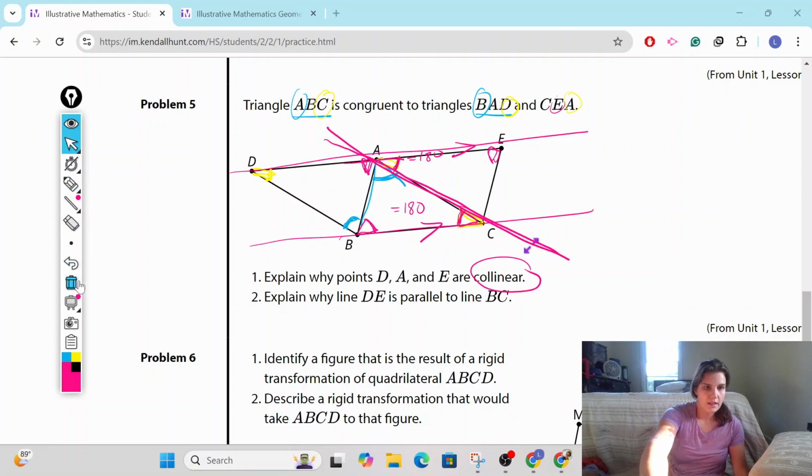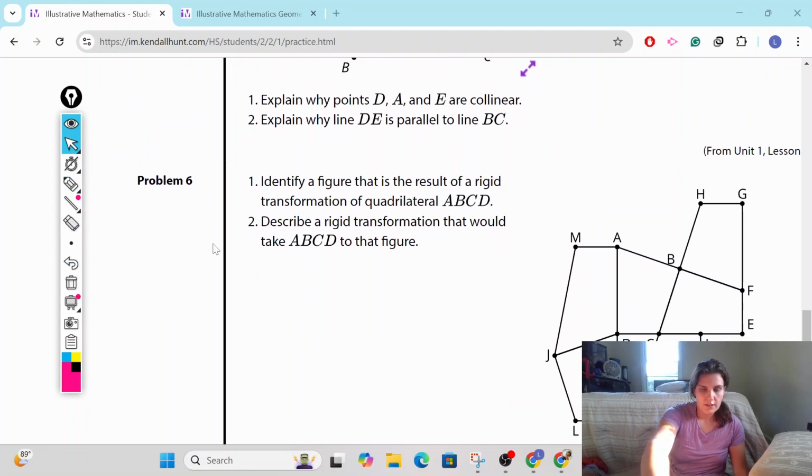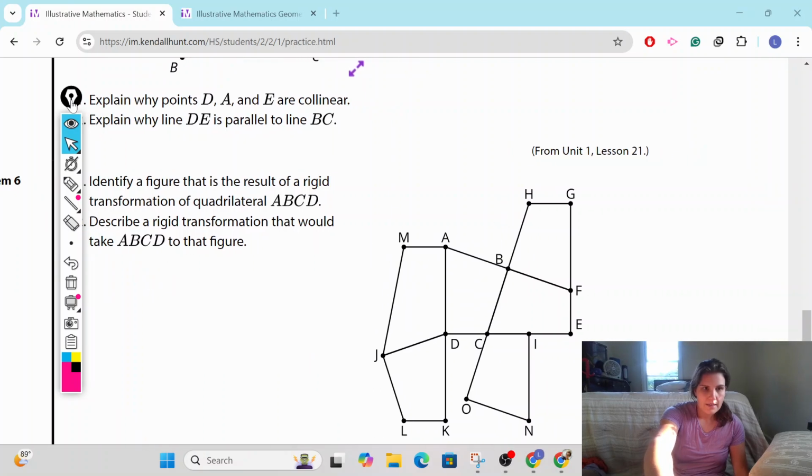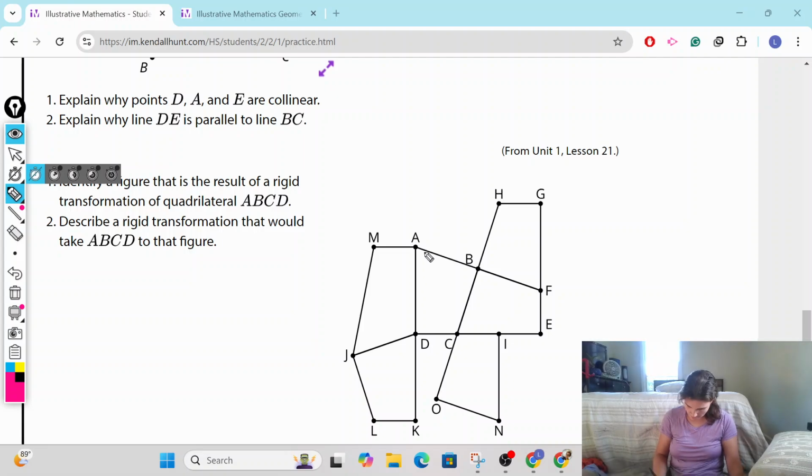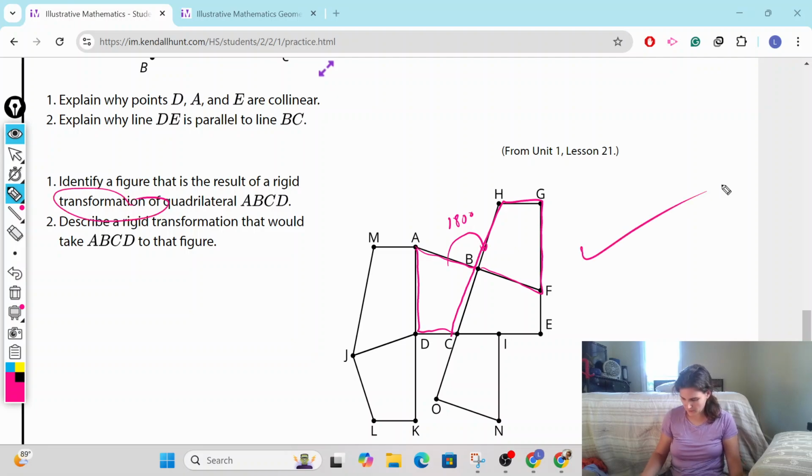All right, we got one question left. Question number 6. Let me move this over. Identify a figure that is the result of a rigid transformation of quadrilateral ABCD. So we have quadrilateral ABCD. Now remember, rigid motion is a translation, a rotation, or a reflection. And we want to know when that's a result. Well, if I rotate it 180 degrees, I have the same shape right here. There we go. We rotated 180 degrees. That's a transformation. We're done.